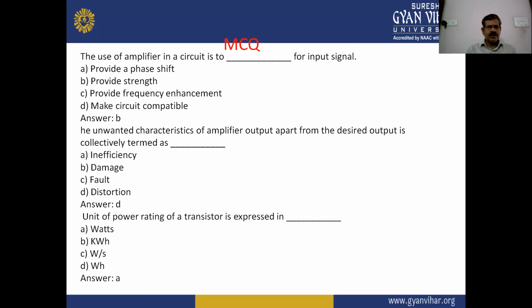In the next question, unwanted characteristics of amplifier output apart from the desired output are collectively termed as a: inefficiency, damage, fault, distortion. So the correct answer here is option D. Unwanted characteristics of amplifier output apart from the desired output are collectively termed as distortion. So the correct answer is option D.